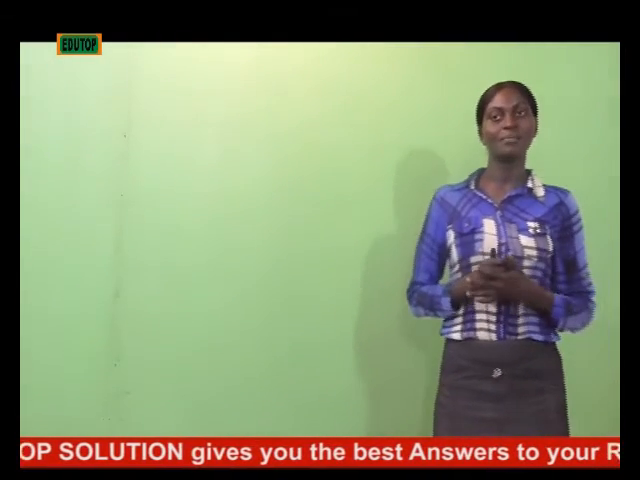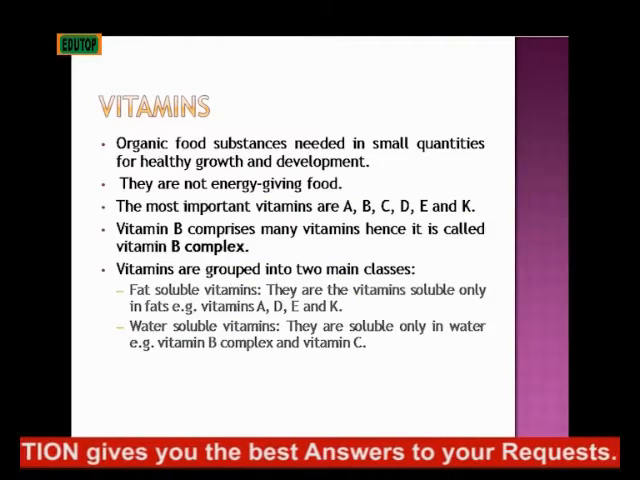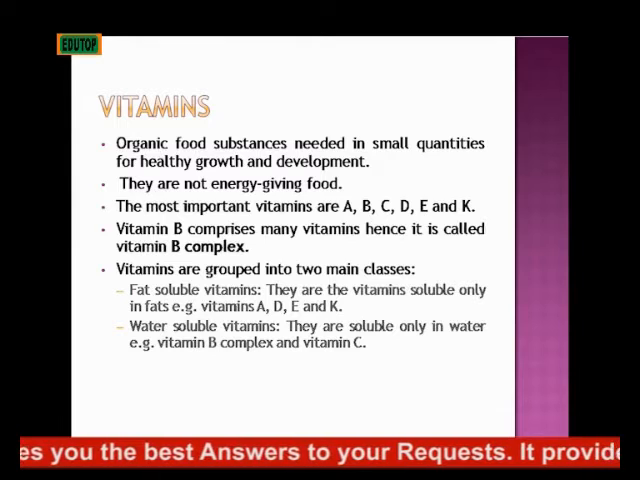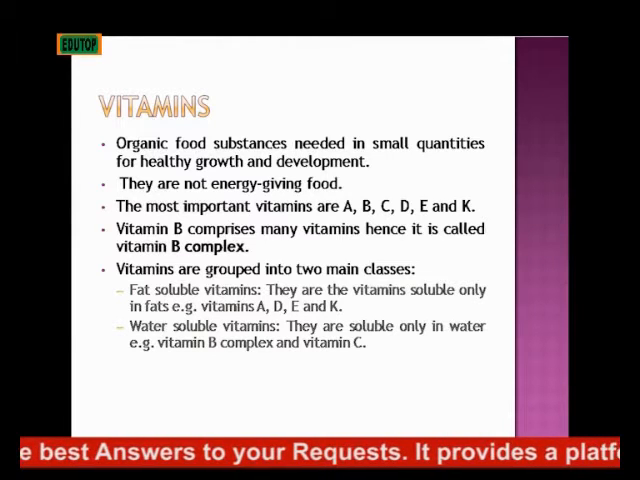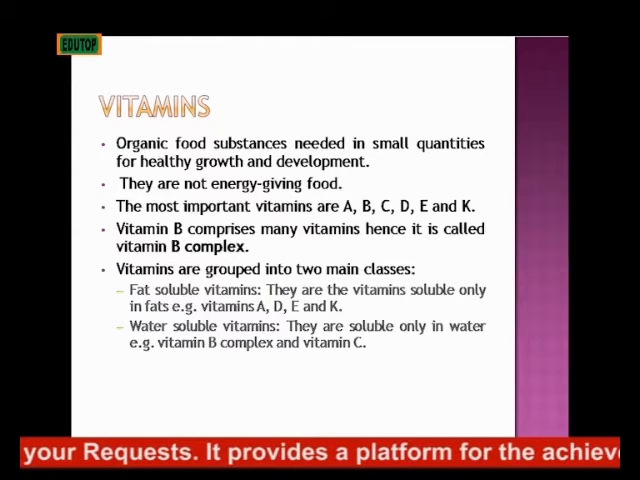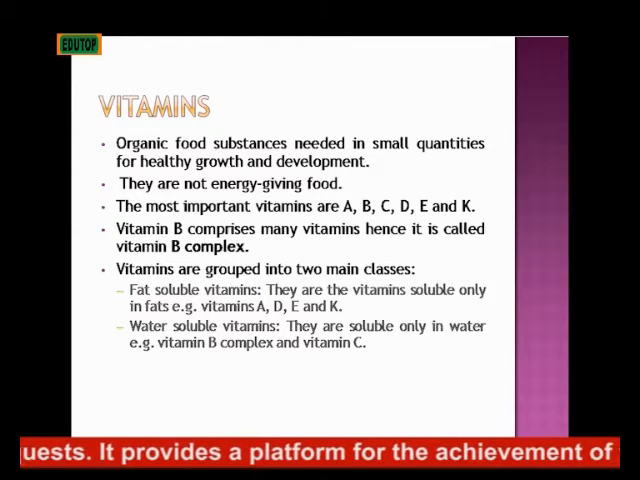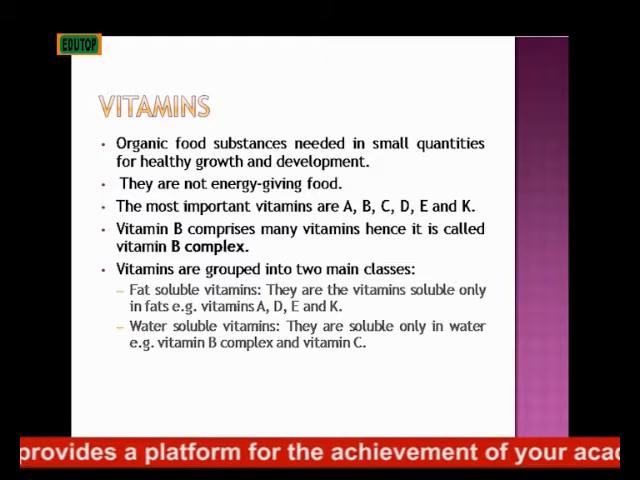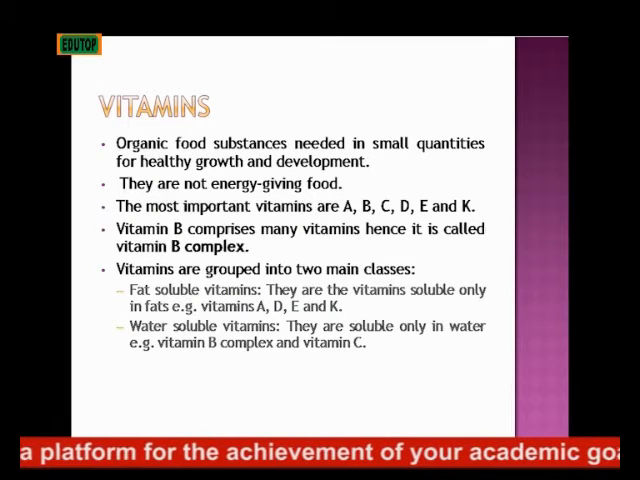The next class of food that we'll be talking about is the vitamins. Vitamins are organic food substances that are needed in small quantities for healthy growth and development. They are needed in small quantities, and vitamins are not energy-giving food. They are just for healthy growth and development.